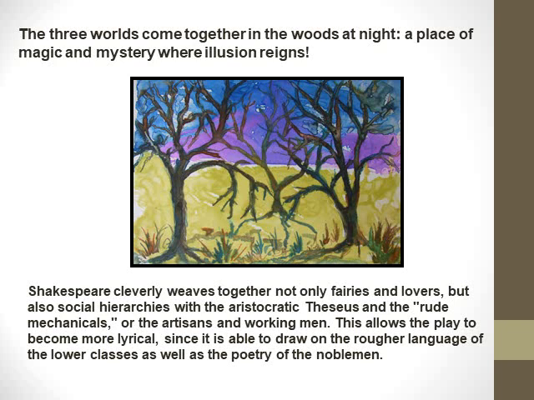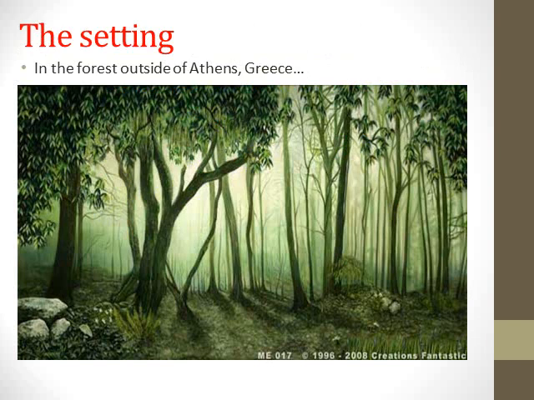The three worlds come together in the woods at night, a place of magic and mystery where illusion reigns. Shakespeare cleverly weaves together not only fairies and lovers, but also social hierarchies, with the aristocratic Theseus and the rude mechanicals, or the artisans and the working men. This allows the play to become more lyrical, since it is able to draw on the rougher language of the lower classes as well as the poetry of the noblemen. The setting of the play is the forest outside of Athens, Greece.